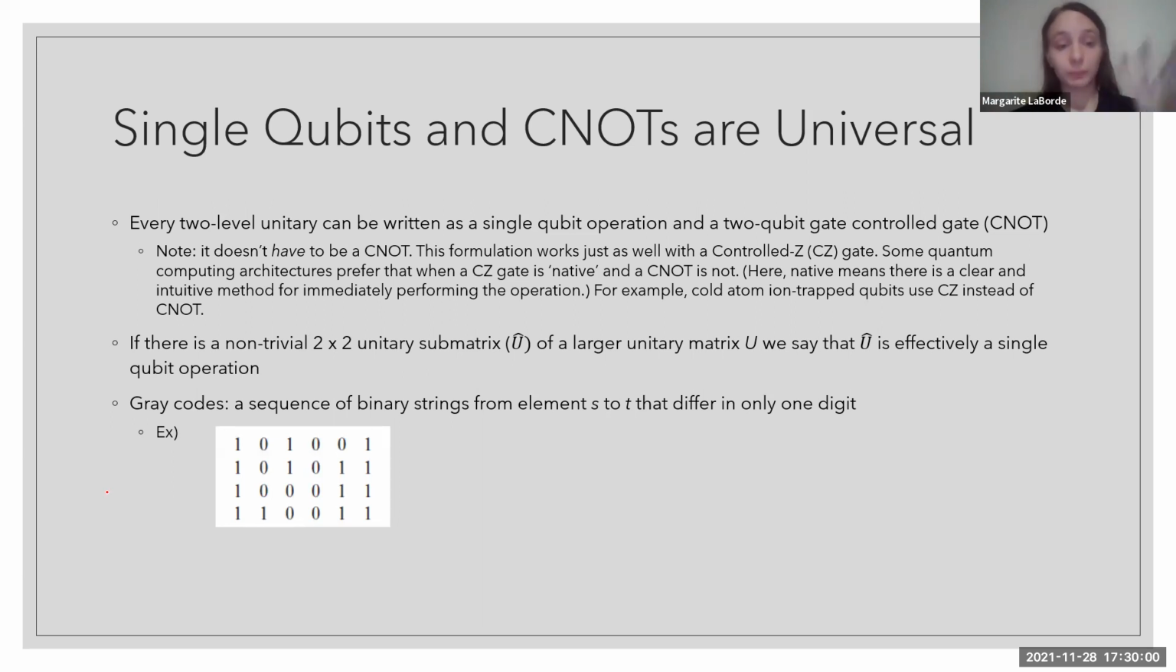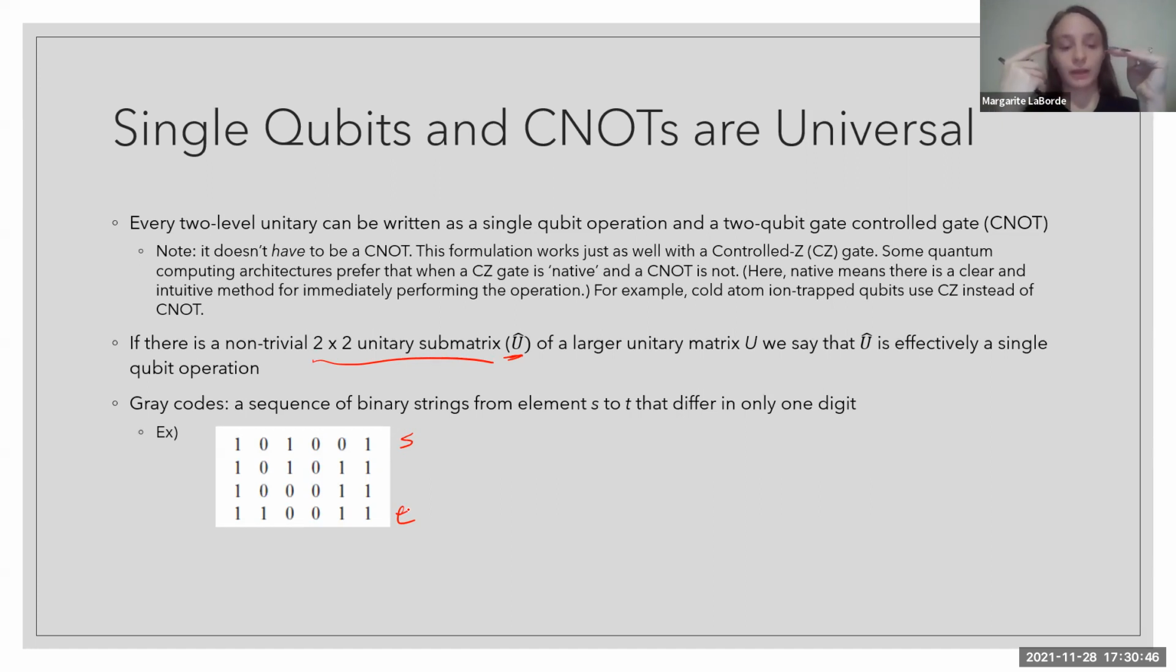So but continuing on, you can show this by saying, if you can specify a submatrix of your larger matrix that's 2 by 2, and that forms a unitary, like so, then you can say that that's effectively a single qubit operation. Okay, that makes sense. I've literally formed a single qubit size matrix that's a unitary. All right. And then the other way that they break this down is through something called Gray codes. So a Gray code is a sequence of binary strings where you're moving from an element S to an element T. And the rule is, in each step, you can only swap one digit.